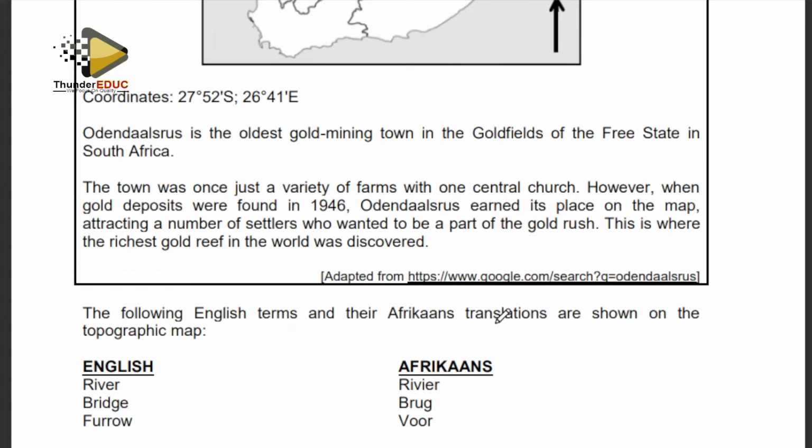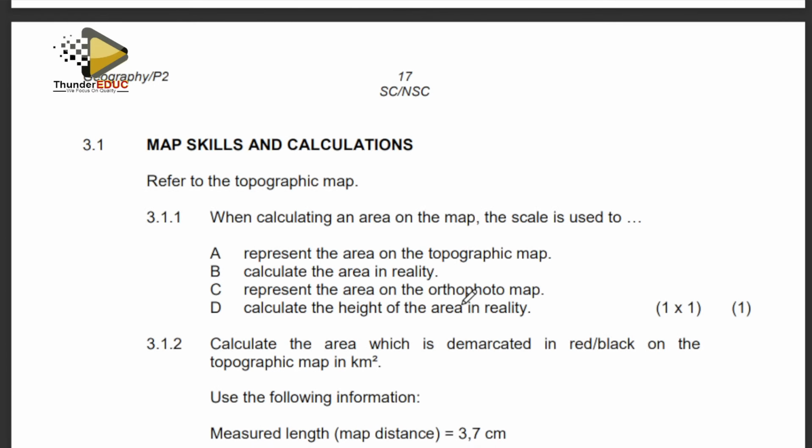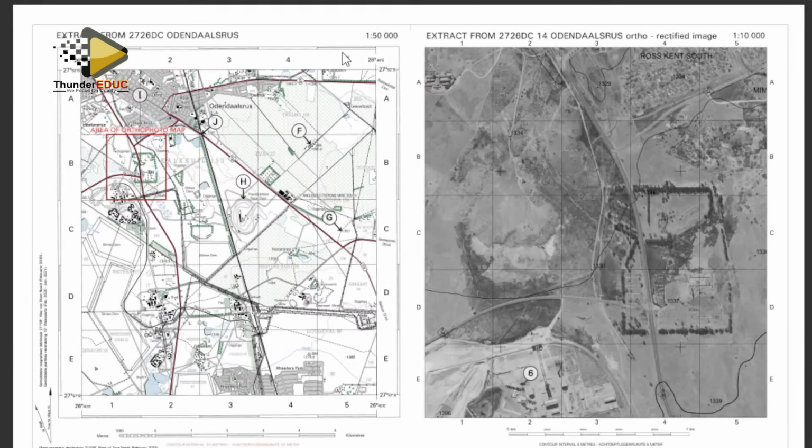Okay. We quickly go to the questions. I will open the map and we'll look at the question. We are going to start with the map skills and calculations. They say refer to the topographic maps. So learners, before you start even looking at the questions that are asked, you start by looking at the kind of map that you are asked to refer to. Since the question is asking to refer to the topographic map, we quickly look at the topographic map.